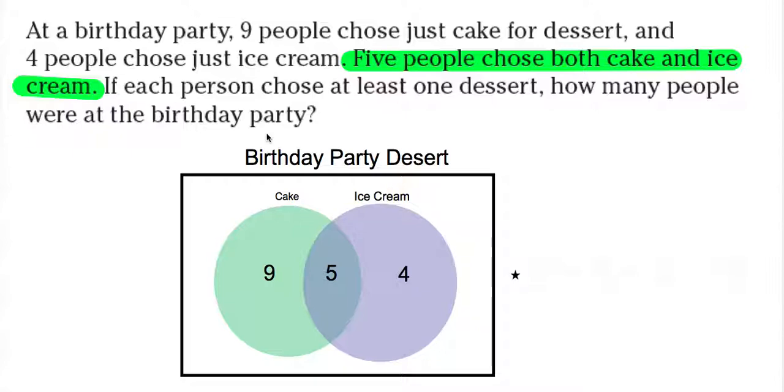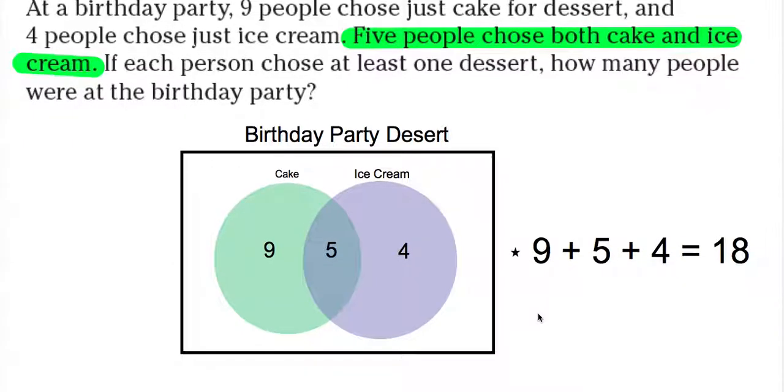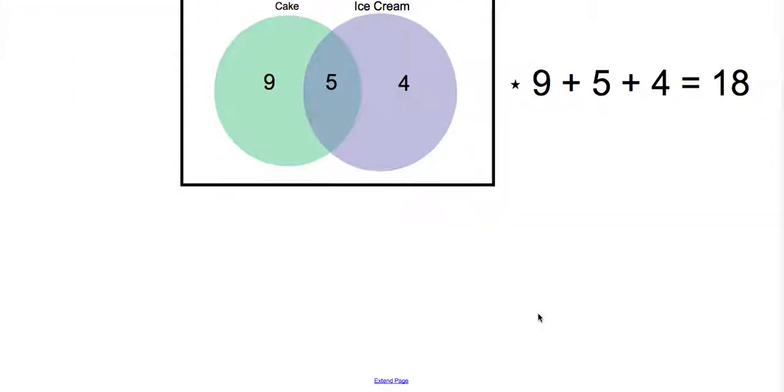Okay, and the question, let's start answering the question. If each person chose at least one dessert, how many people were at the birthday party? There will be no number outside the circle because the statement says if each person chose at least one dessert. So all you need to do is simply add them all up. 9 plus 5 plus 4 equals 18. So there are 18 people, okay, who were at the birthday party.